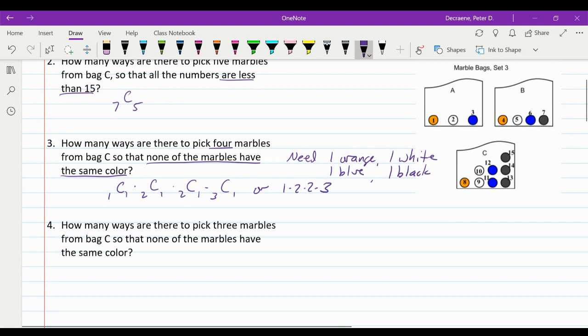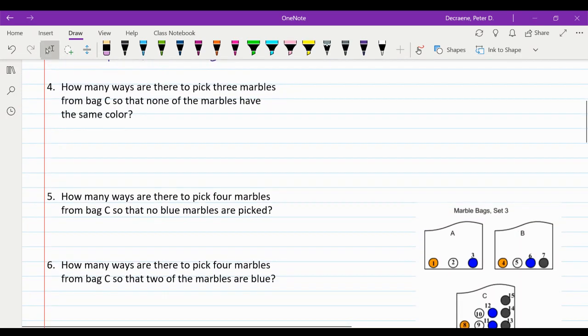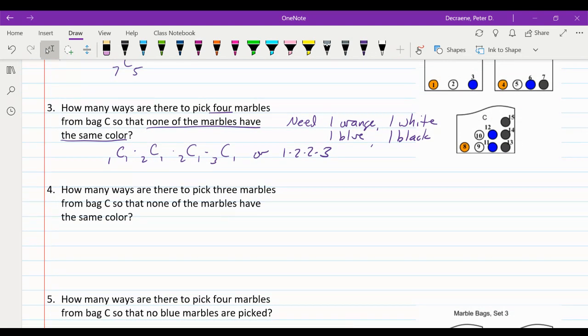All right, number 4. How many ways are there to pick 3 marbles from bag C so that none of the marbles have the same color? So this time I want 3, and I still want none to have the same color. So I could have orange, white, and blue, or I could have orange, blue, and black, or I could have, well, I think that's all the ways to get an orange in there. So I've left out black, I've left out white, I've got to leave out blue, so orange, white, and black.